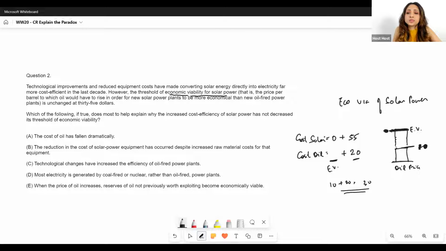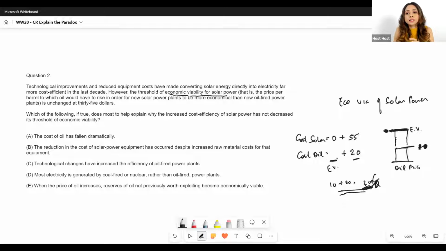You're producing electricity in both the cases, but here cost is only $1.30 per unit, let's say. And here the cost is $1.55. So it's not economically viable, right? You will not use solar power then. So you will use this, you will not use solar power.